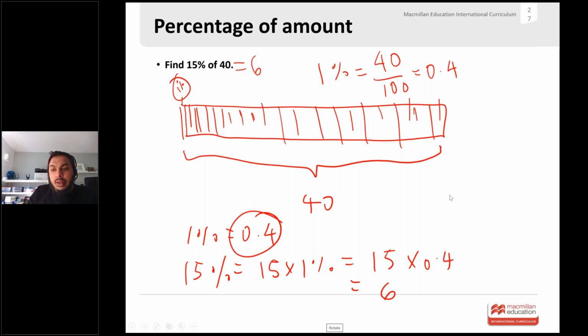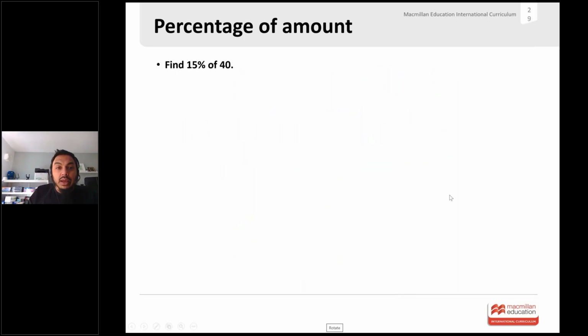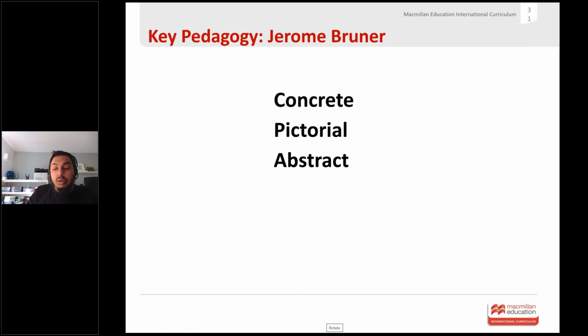I'm going to stop there, and we're going to move on to our summary of the session, and then our Q&A session as well. We've got about 4 minutes left. Okay, so this is running just slightly out of time. Just to summarize, we talked about the CPA approach, the concrete pictorial abstract approach. You can find out more about that by researching Jerome Bruner, excuse me.